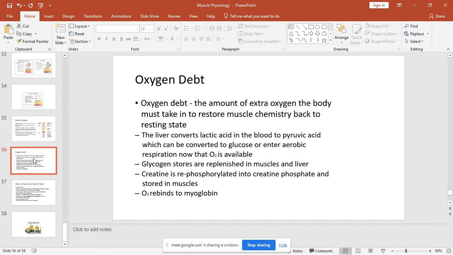With this extra oxygen your body needs to restore your muscle chemistry to resting state, the intake of this extra oxygen will result in the conversion of the lactic acid in the blood to pyruvic acid, which can be converted to glucose or may enter aerobic respiration, the oxidative phosphorylation that we spoke about. It will also help to replenish your glycogen stores. It will also help phosphorylation of your creatine to form creatine phosphate, which we said are the molecules of energy that your muscle is going to use if it needs energy very quickly. And this extra oxygen is also going to rebind to your myoglobin.